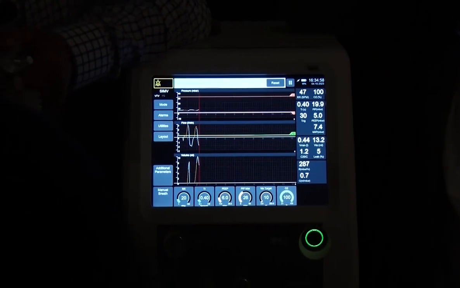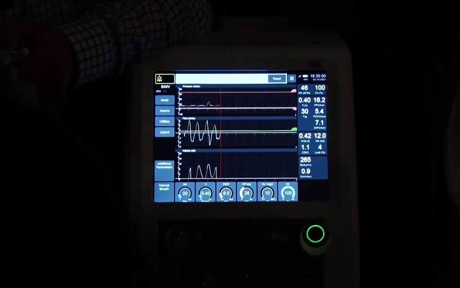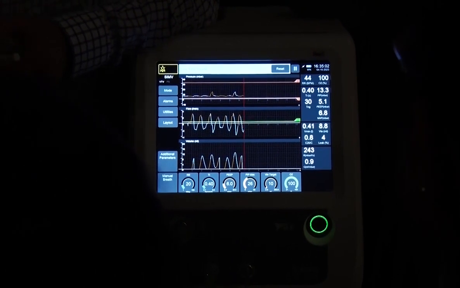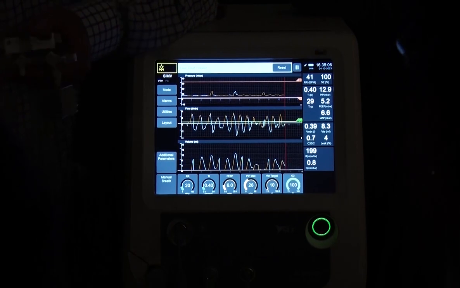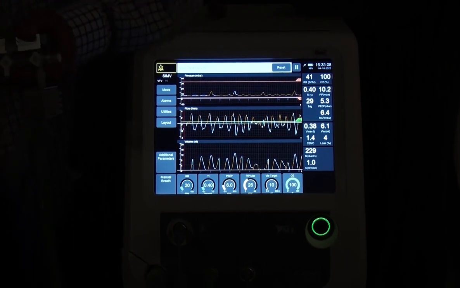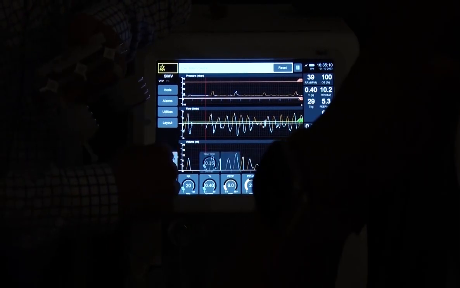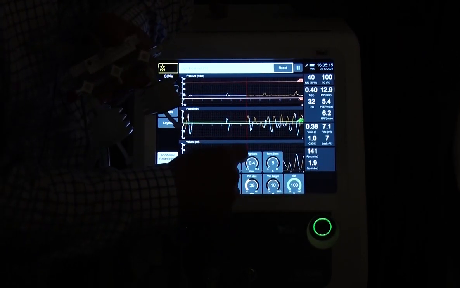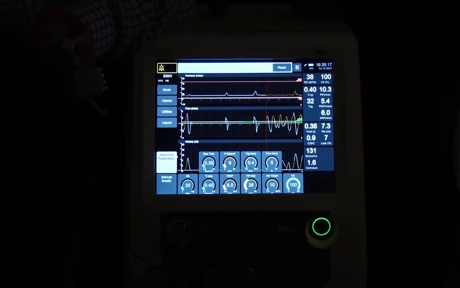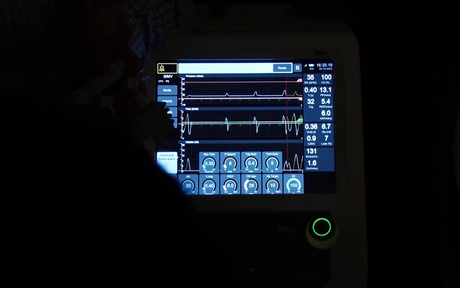For every other breath, the baby is having to generate all the effort themselves against the circuit and the gas flow. So it's harder than if they were extubated. So what pressure support in this mode is designed to do is to offload the work of breathing from the circuit.